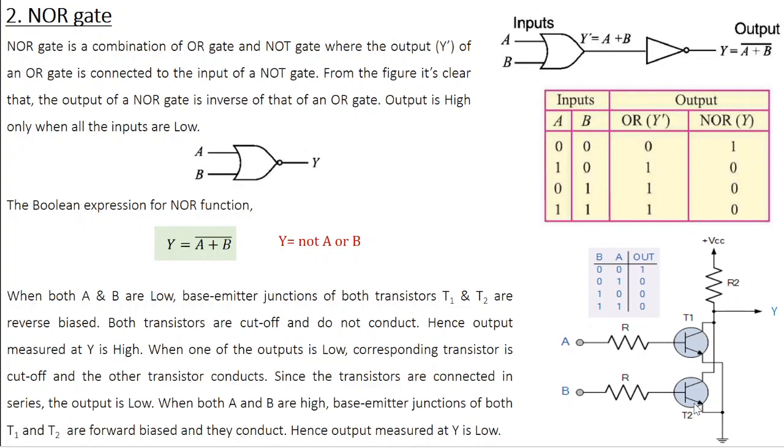T1 doesn't conduct, T2 conducts. Since these two are connected in parallel, current flows from VCC through T2 towards the ground. Once again, no current comes to this point and you have a low output here. So this is how you construct a NOR gate using two transistors connected in parallel.